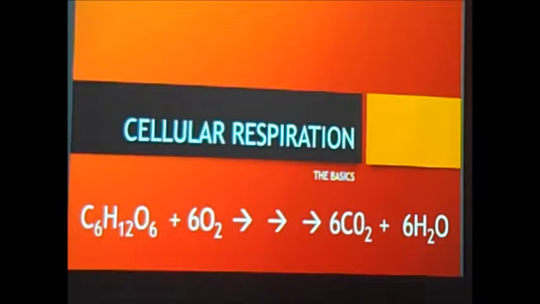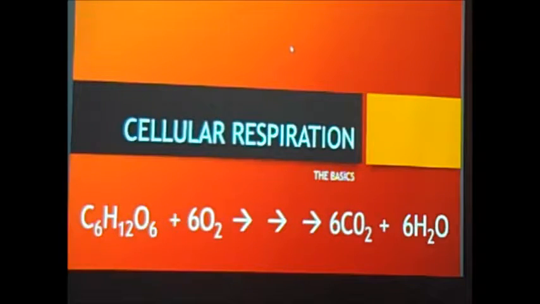Today we are going to go over the basics of cell respiration. I would like you to look at the equation for cell respiration here. Notice that all of the components of the photosynthesis equation are found in the cell respiration equation, but that is where all of the similarities end. Cell respiration is in no way the same as photosynthesis.